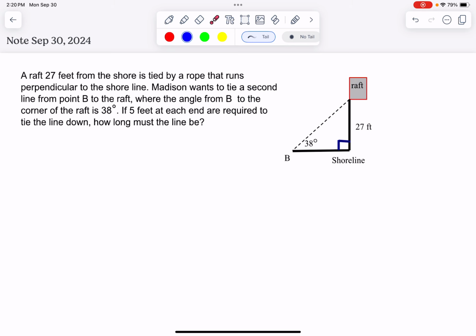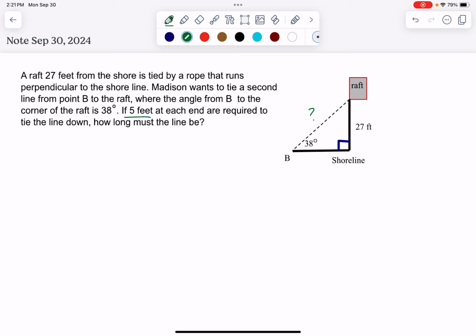So Madison wants to tie a second line from point B to the raft, where the angle right here, corner of that raft, is 38 degrees. If 5 feet at each end are required to tie the line down, how long must the line be? So first off, we need to figure out what is this value right there. And then we're going to say 5 feet at each end are required. So we have to factor that in at the very end.